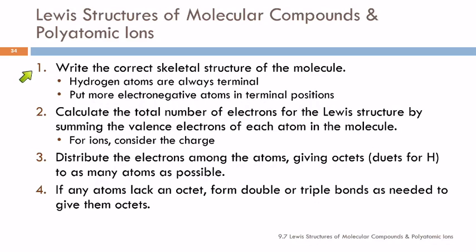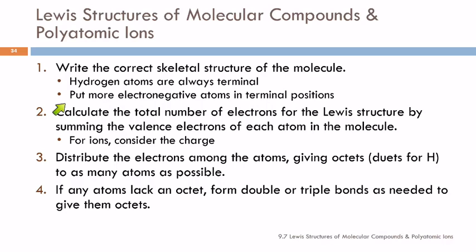So there are steps in drawing a Lewis structure. First, you have to figure out the correct skeletal structure. That means you have to figure out how the individual atoms are connected. Are they in one long line? Are they all clustered around a central atom? Just helpful hints: hydrogen atoms are always terminal, meaning they're always on the outside of the molecule. They can only form one covalent bond. So you can't have a hydrogen in the middle with a bunch of different atoms around it. It's just not going to work.